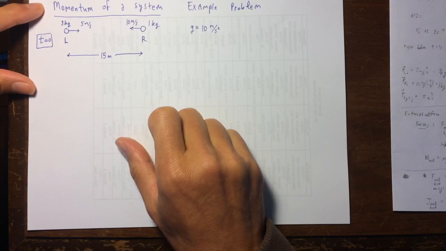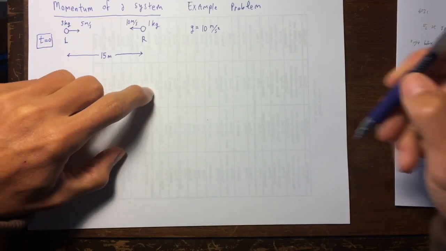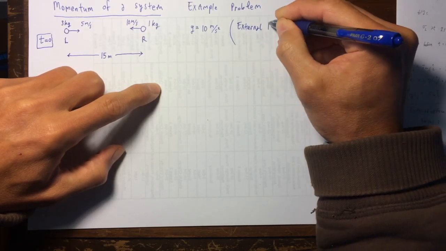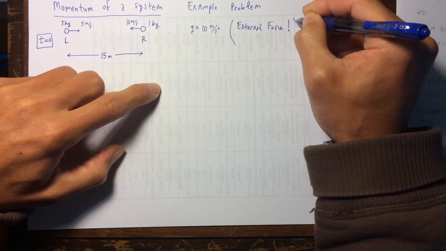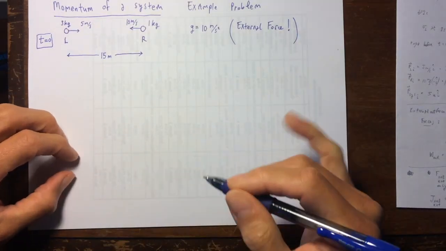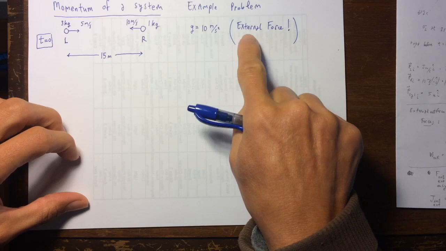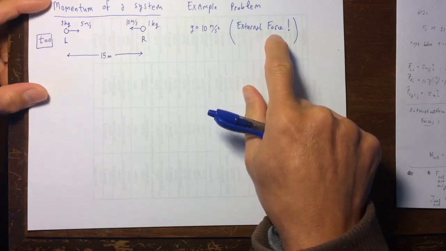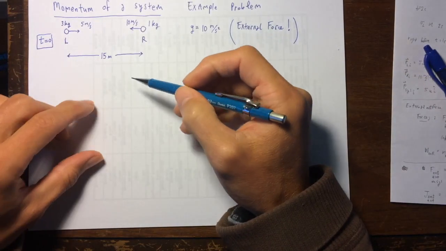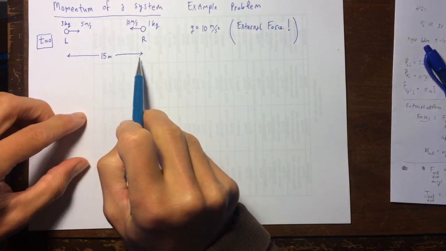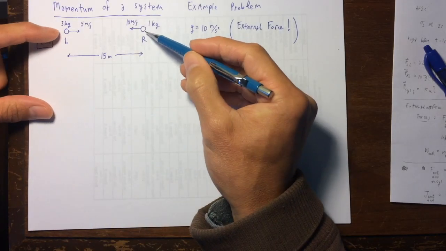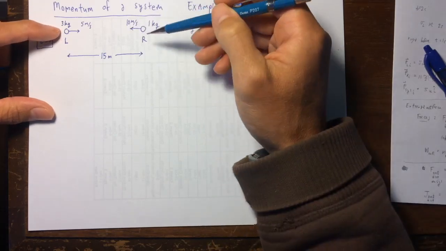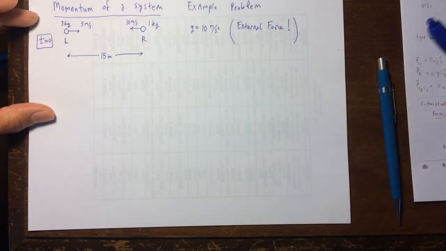And I'd like to study the momentum of a system that has an external force. So this is kind of the point, that there is an external force, and I want us to study the momentum of the system. If you think about it, I've got these 15 meters that separate the particles at the initial time.